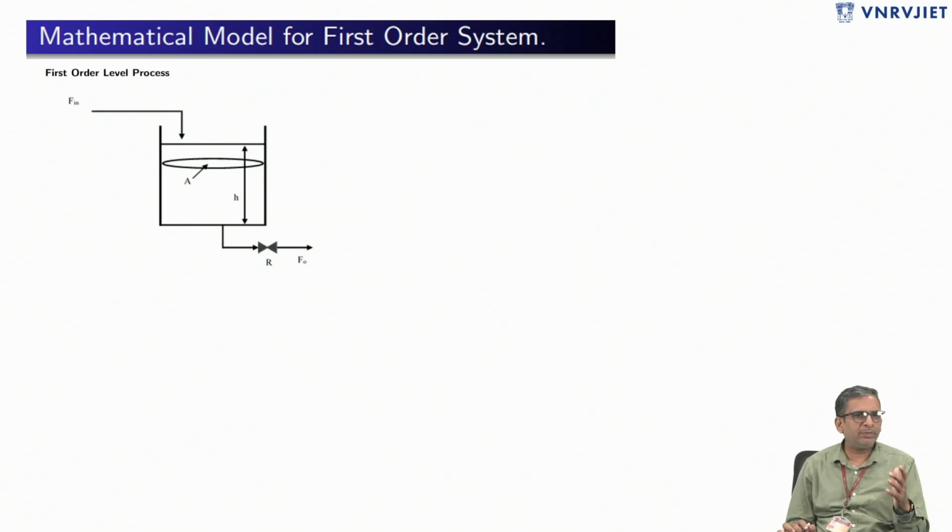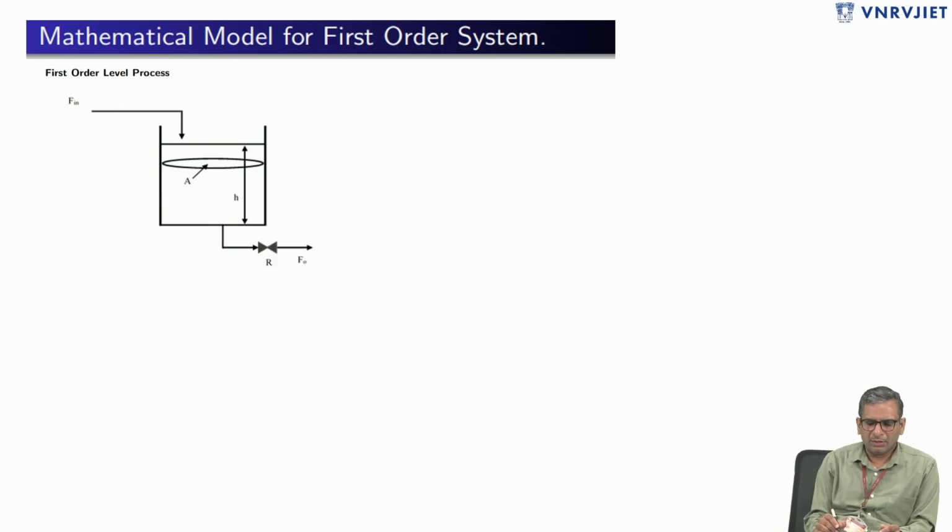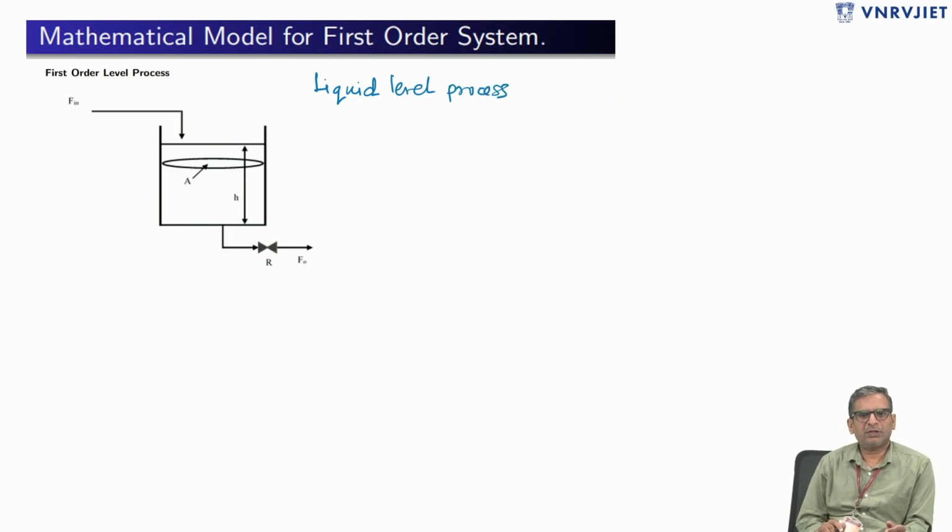So coming to the mathematical model of the process, we'll see one example of how we can find a mathematical model for a process. Here, for example, we are considering a liquid level process. This liquid level process is one of the first order processes. We'll consider this liquid level process to understand how to get a model, or mathematical model, for a given plant or process.